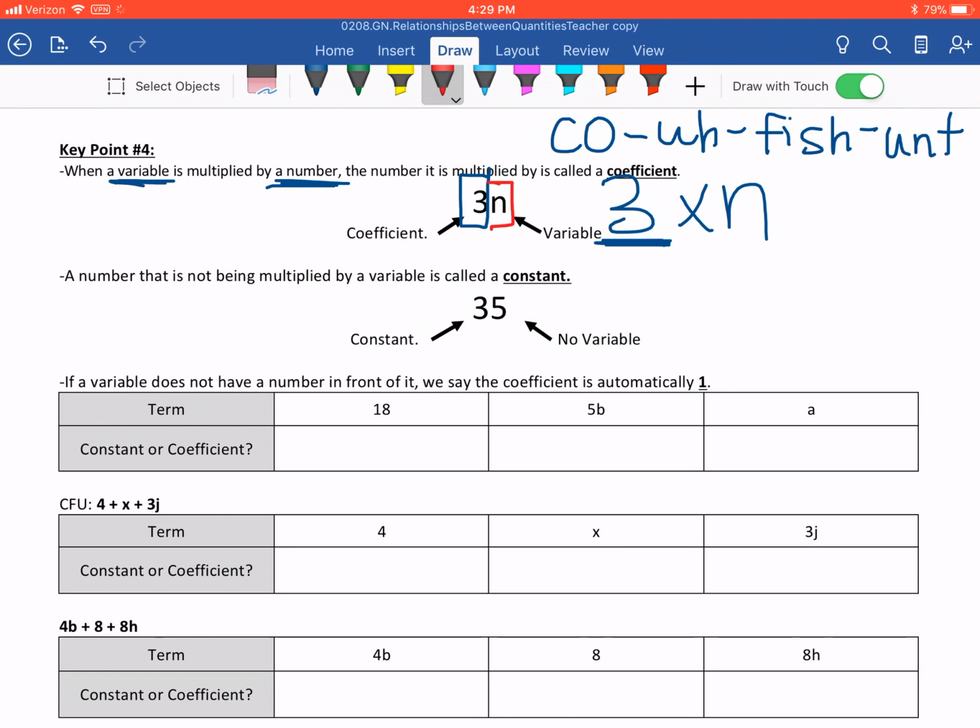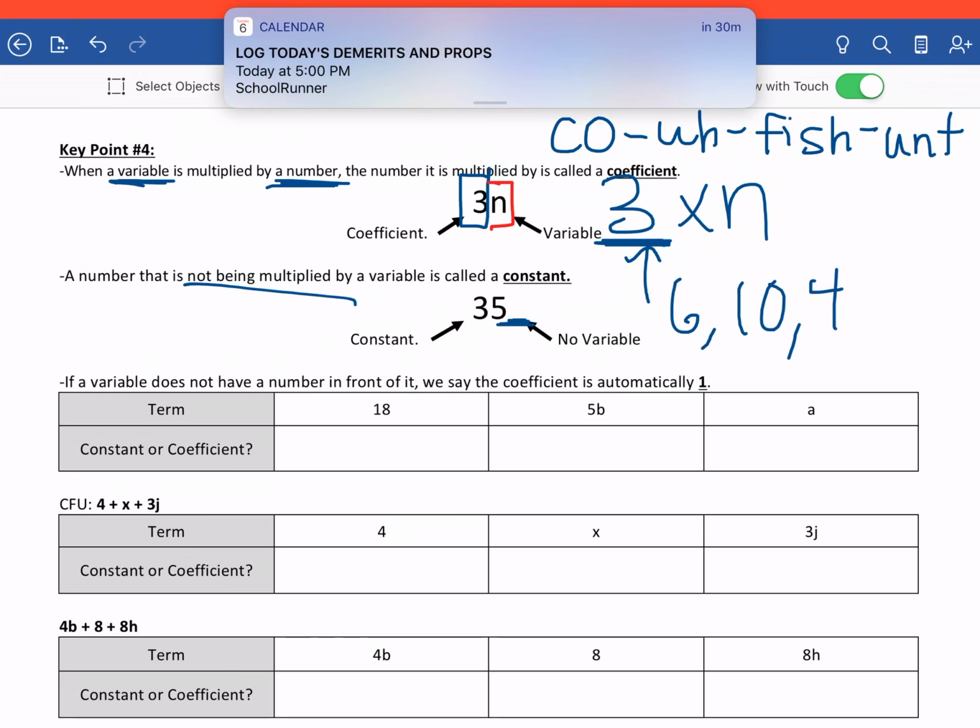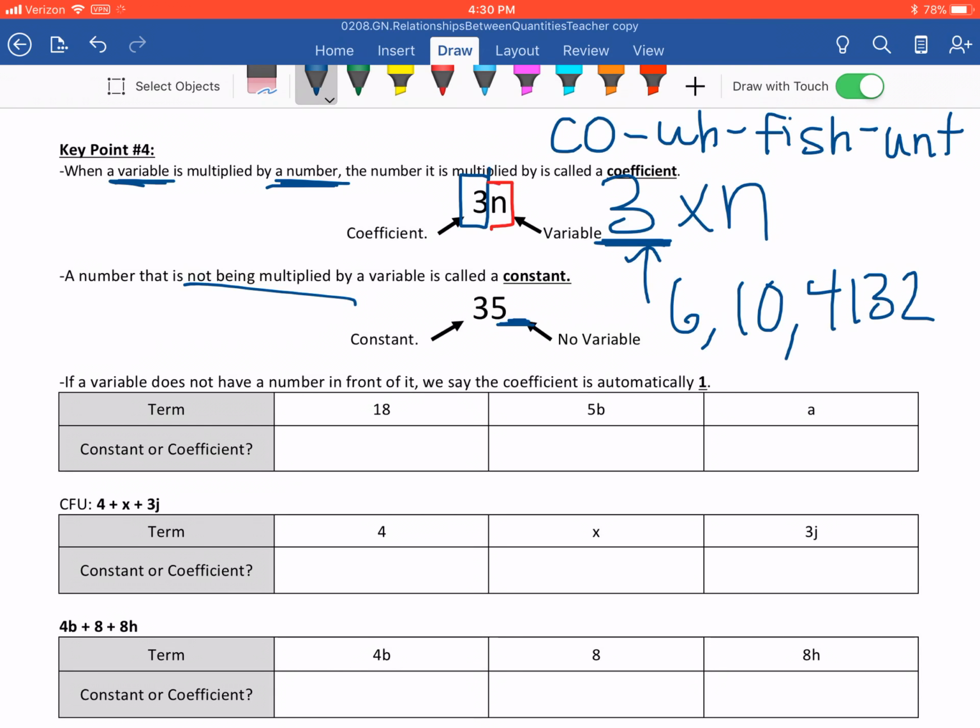Sometimes you have a number that is not being multiplied by a variable at all, and that's just called a constant. So 35 is a constant because beside it, there's nothing there. There's no variable, it's just 35. We call it constant because it means that it's never changing, right? So coefficients would be like this, that's being multiplied by a variable, and constants mean something like 6, or 10, or 4,132, right? There's no variable, so those are all constants.